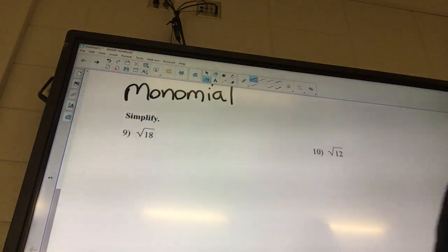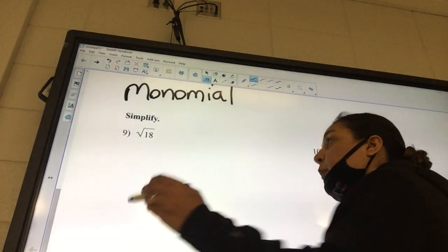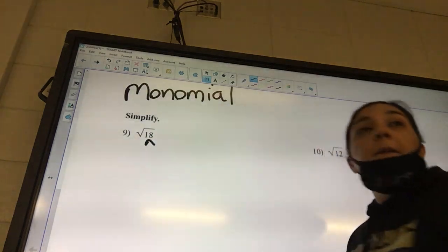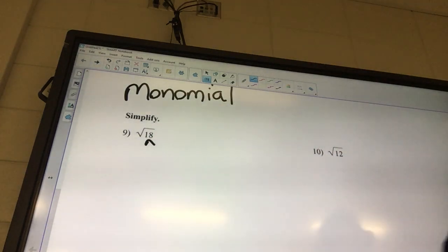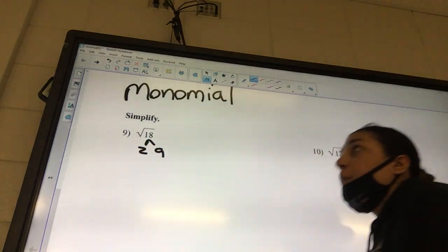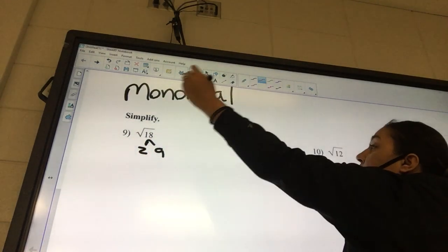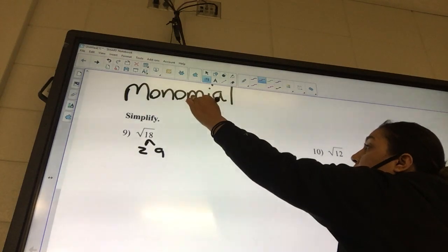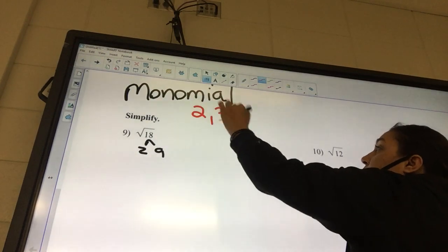So we need to find, what do we do? We just did it on Friday. We need the bracket thingies, and then what? We start dividing by 2, so we say 18 divided by 2, so we got 2 and 9. What are our magic numbers? It's 2, 3, 5, 7.